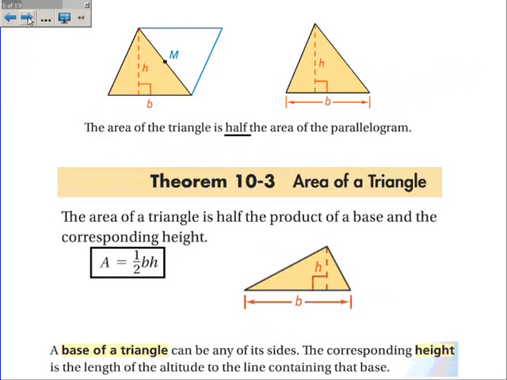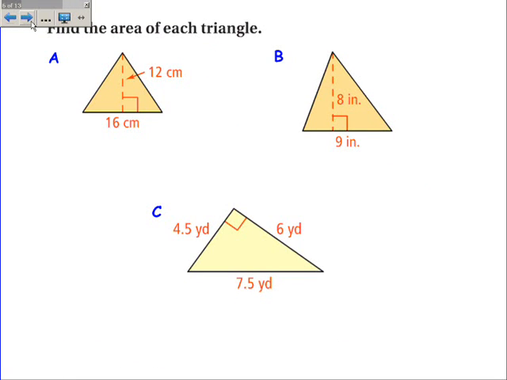The area of a triangle is half the area of a parallelogram. So the area is 1/2 the base times the height, which I'm sure you already know. A base of a triangle can be any one of the sides. Again, the important thing is the altitude is perpendicular to that base. Just 2 examples. A, the base in this one is 16, so the area is 1/2 the base, 16 centimeters.